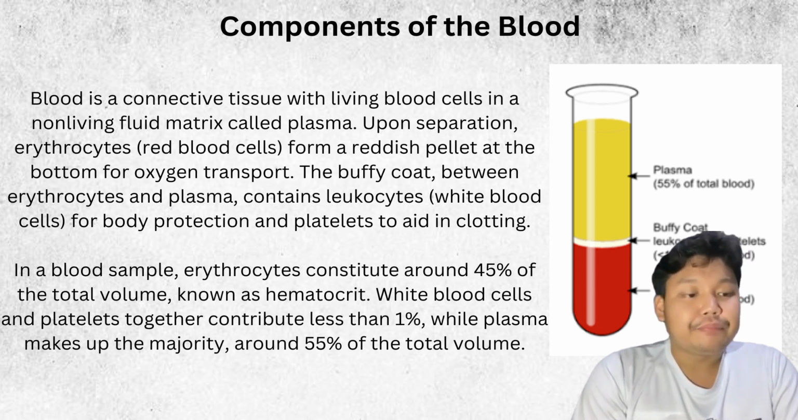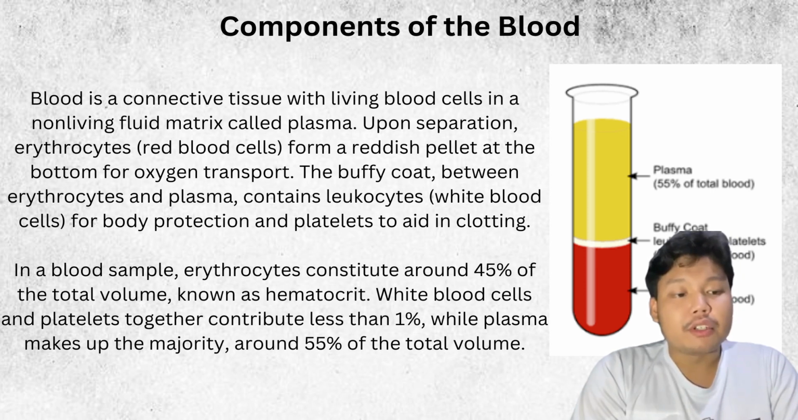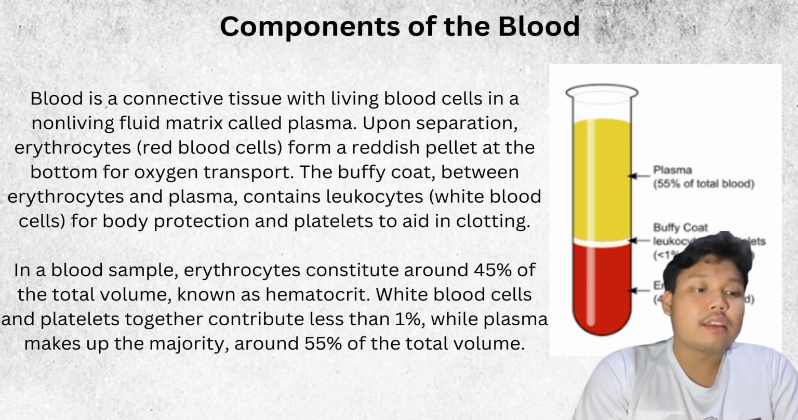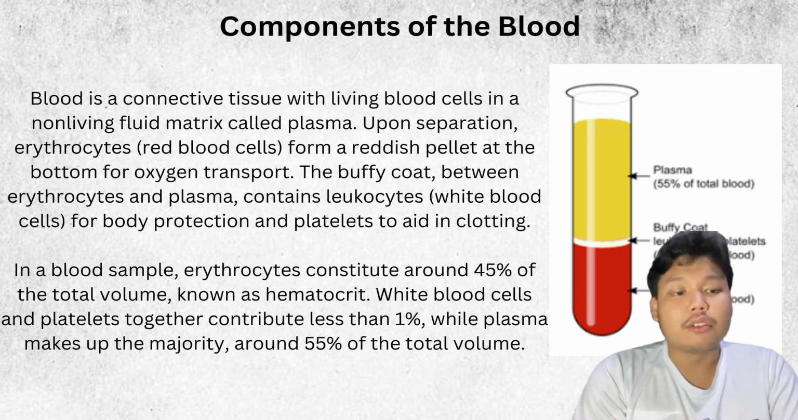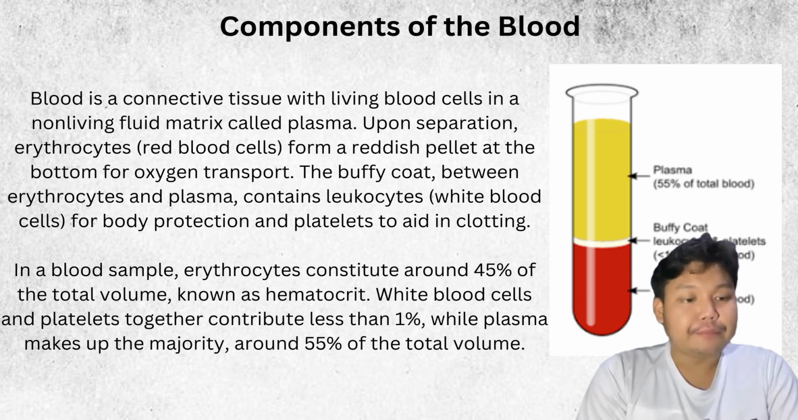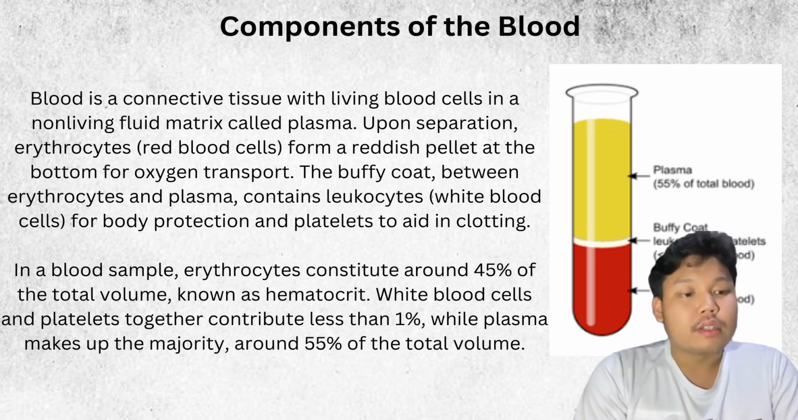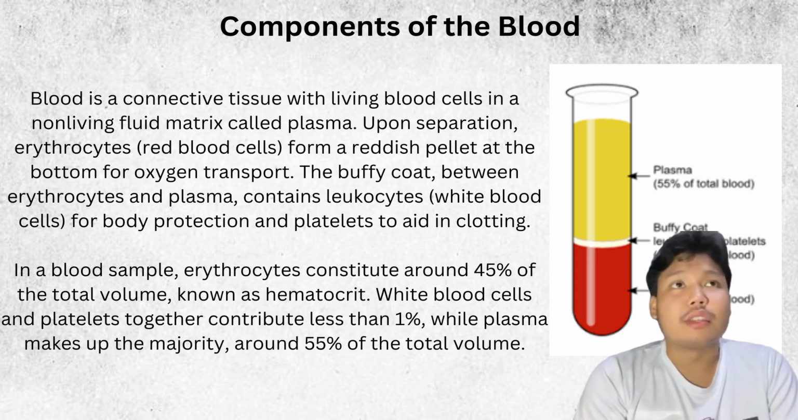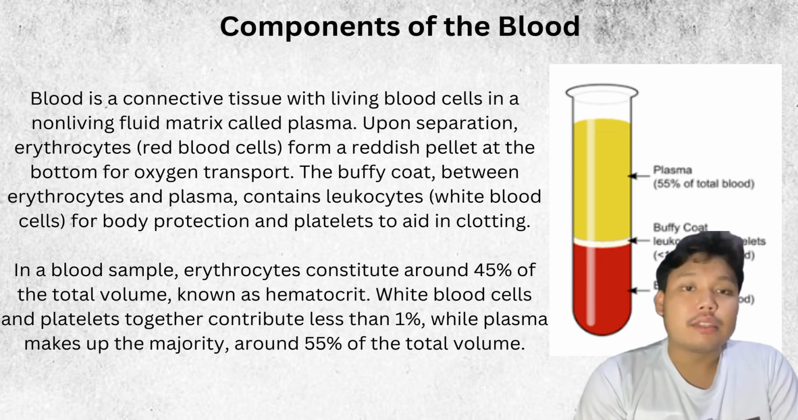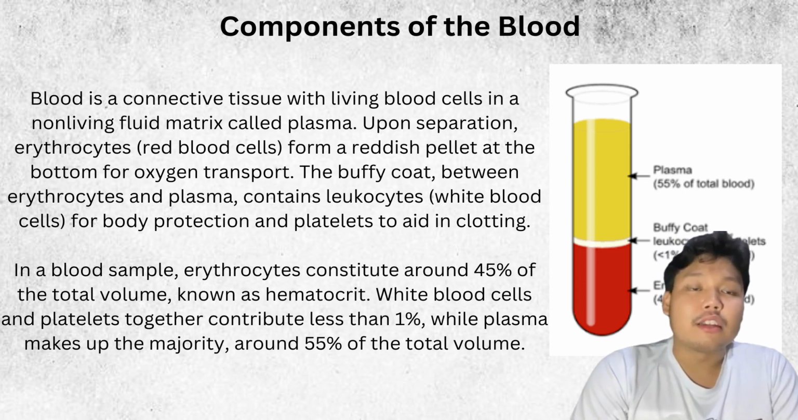After that, there is a term used to measure the volume percentage of red blood cells in the total volume of blood, and it is called hematocrit. Then, diyan mo makita ang percentage sa RBC, white blood cells, and the plasma. Sa RBC kay nasa 45%, and sa white blood cells kay 1% only, and sa plasma kay 55%.